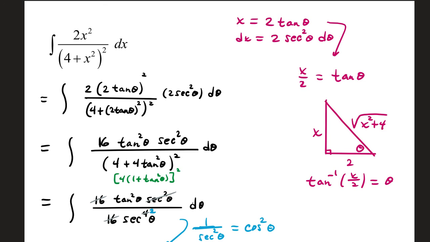Back to our original problem. Replace these two x's with 2 tangent theta. Replace dx with 2 secant squared theta d theta. Cleaning up, that gives us 4 tangent squared theta times 2 is 8, times this 2 makes a total of 16 in the numerator. Tangent squared theta, secant squared theta. So nothing gained, nothing lost.